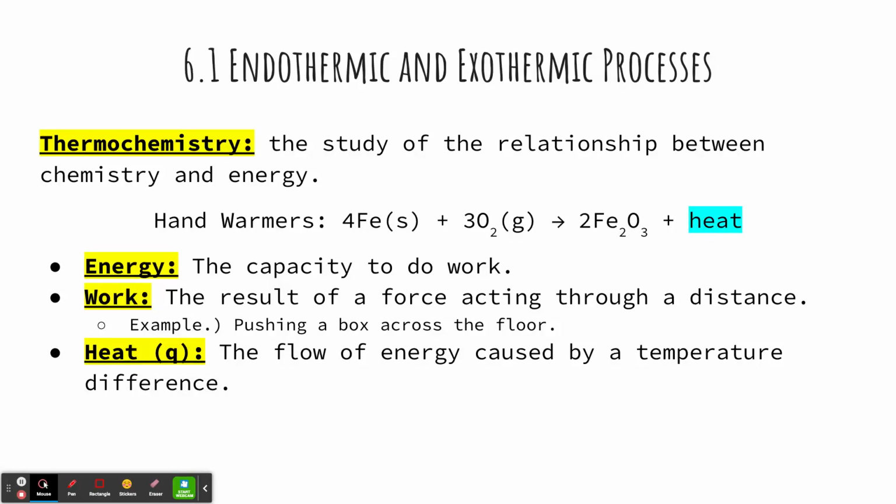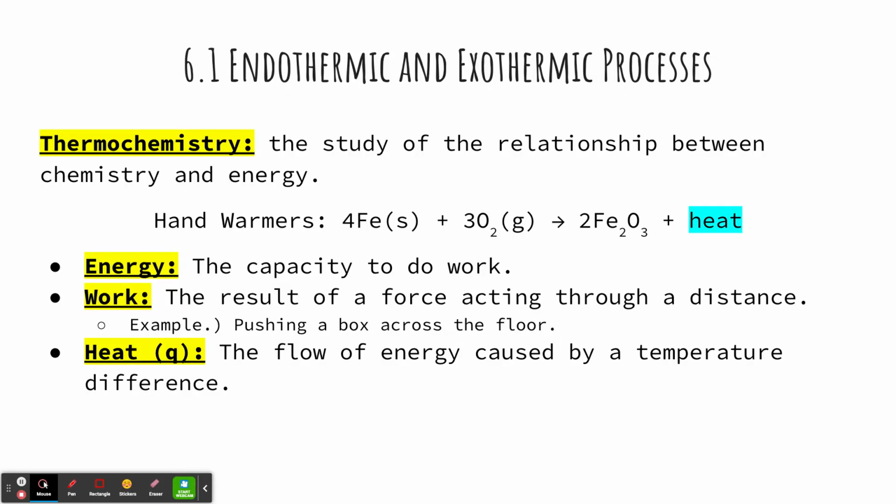So today, guys, is going to be our first subsection in Unit 6, which is on endo and exothermic processes. Guys, we're starting a new unit on thermal chemistry today. Thermal chemistry is the study of the relationship between chemistry and energy. Okay, so it's in the name there.